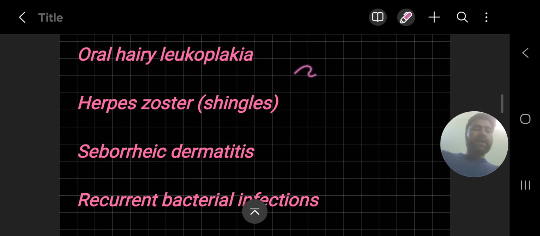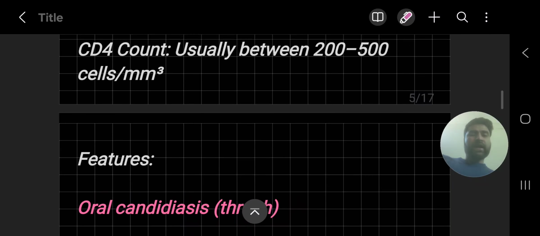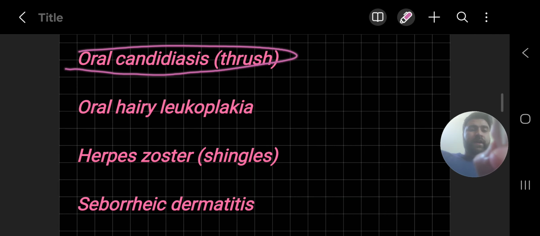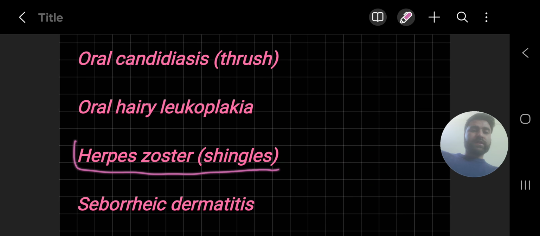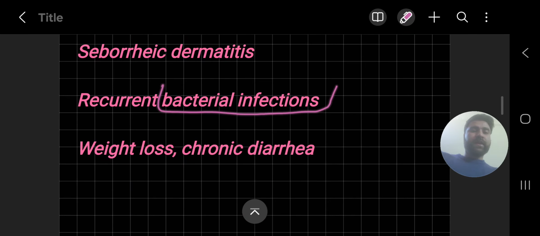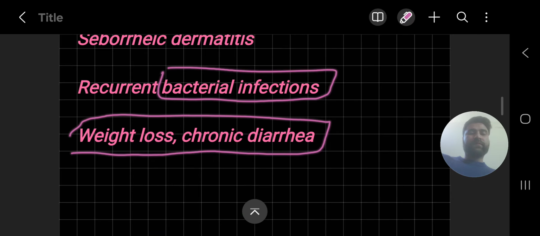Also there is swelling of the lymph nodes. So lymph nodes are also swollen all over the body. So these are non-AIDS defining illnesses that cause oral candidiasis, oral hairy leukoplakia, herpes zoster, shingles, seborrheic dermatitis, recurrent bacterial infections, weight loss and chronic diarrhea.